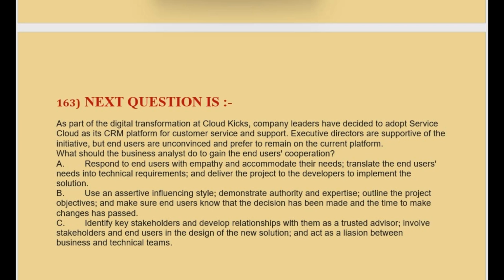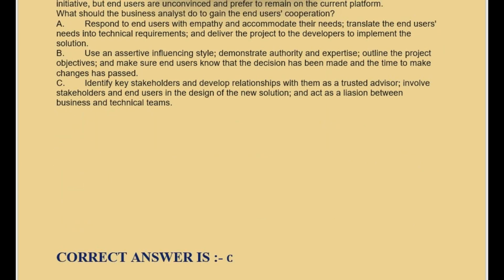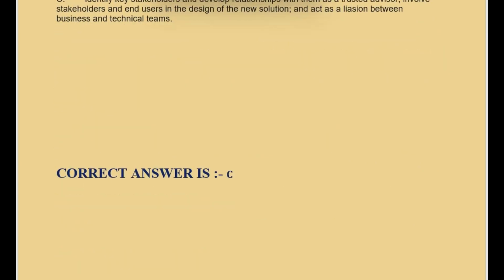Option B, use an assertive influencing style, demonstrate authority and expertise, outline the project objectives, and make sure end users know that the decision has been made and the time to make changes has passed. Option C, identify key stakeholders and develop relationships with them as a trusted advisor. Involve stakeholders and end users in the design of the new solution and act as a liaison between business and technical teams. Correct answer is option C.